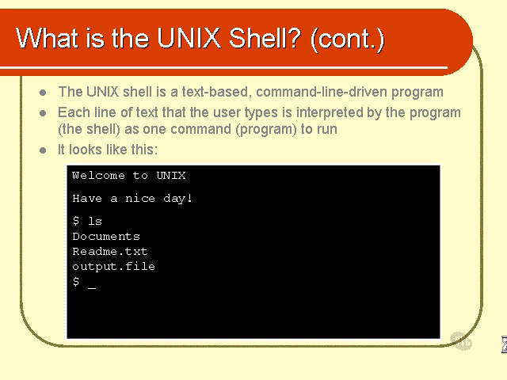In this case, I've typed ls, which is the name of a program that I wish to run. ls lists the contents of the current directory. So the contents of the current directory might be documents, readme.txt, and output.file. So the output of the ls program is the 3 lines underneath ls. When ls is finished, the shell notices that and puts a little dollar sign up with a little flashing cursor saying essentially, okay, I've done that, what do you want me to do now? And you keep typing in the names of programs until you have nothing further to do.